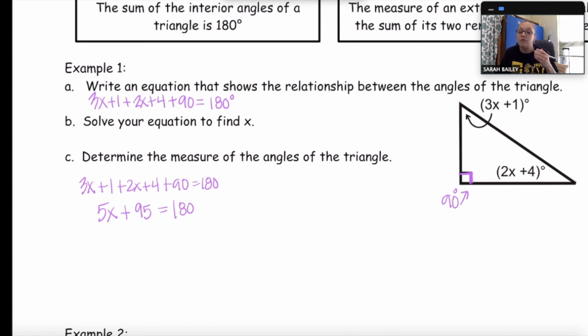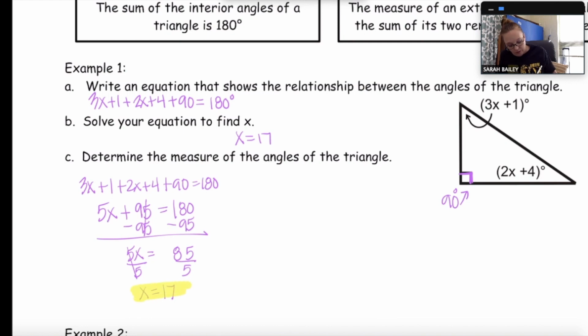And now I can finish solving this. I'm going to subtract 95 on each side, leaving me with 5x. And if I do 180 minus 95, so 10 minus 5 would be 5, and 17 minus 9 is 8, I end up with 85. And then to finish solving for x, I divide both sides by 5. So I'm going to do 85 divided by 5, and you are allowed to use a calculator. So that's going to be 17. So now I know that x is 17. I'll write it right here. I'm going to highlight it.